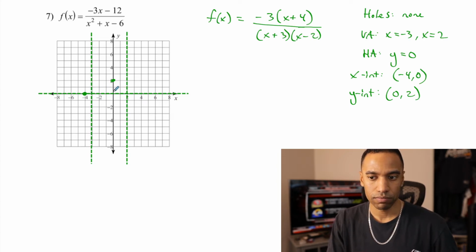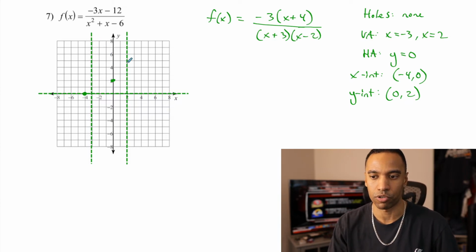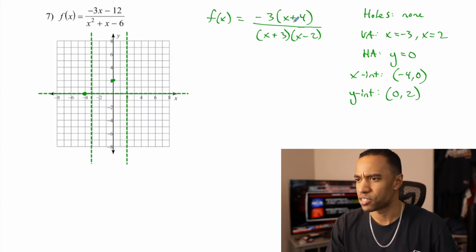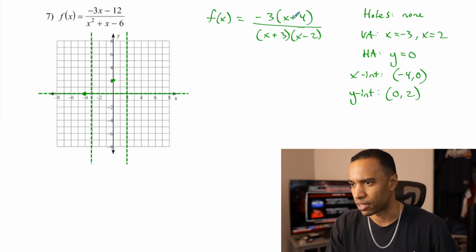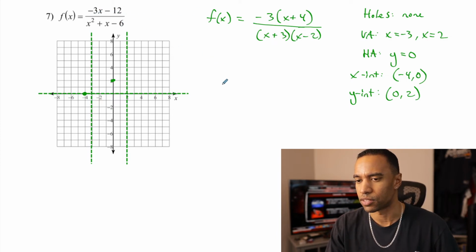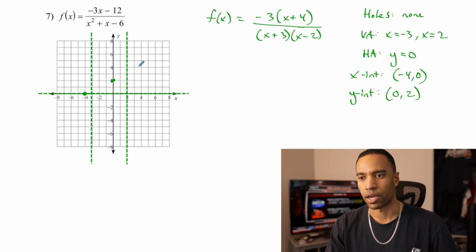I don't think it's worth checking on other values. We already know what it's going to do here. It's got to approach from here, otherwise it would cross the x-axis here. I didn't make a mistake in my factoring, right? That's -3 times x plus 4. Yeah, that's good. And +3 and -2. Yeah, okay, just making sure.